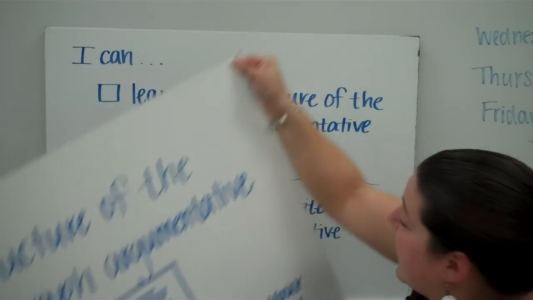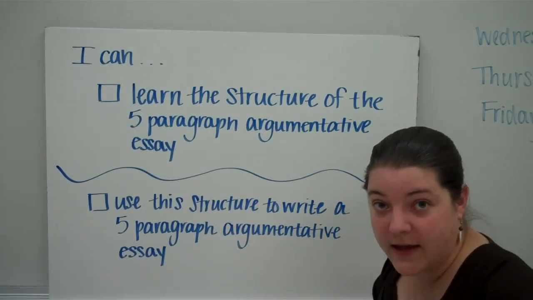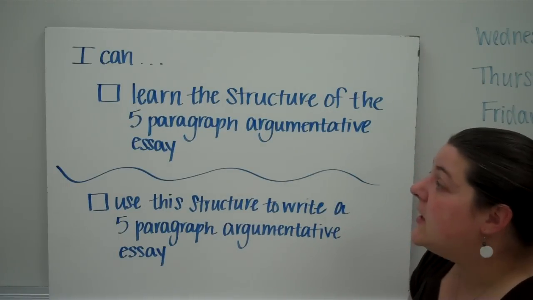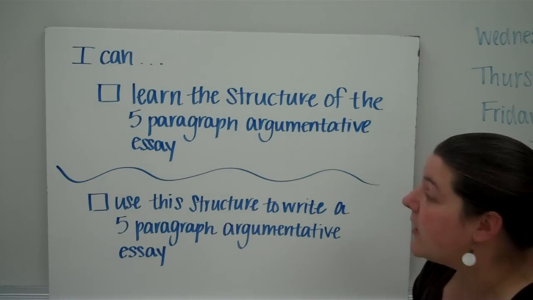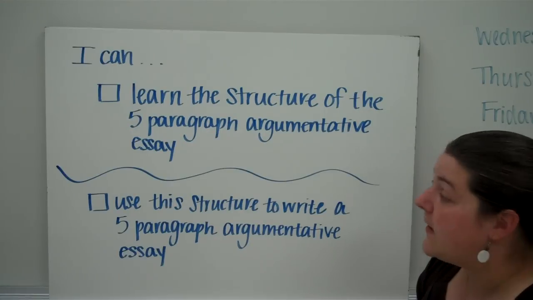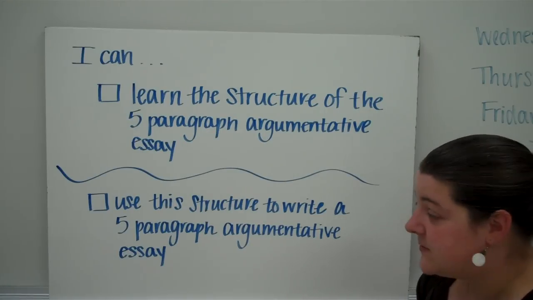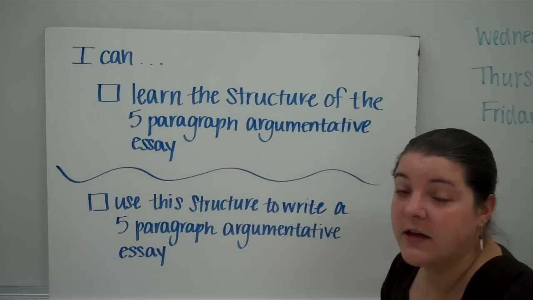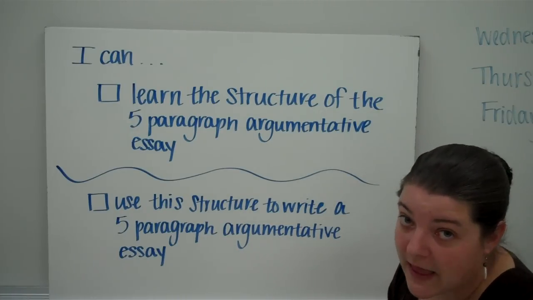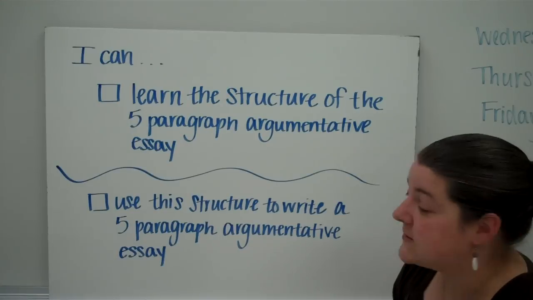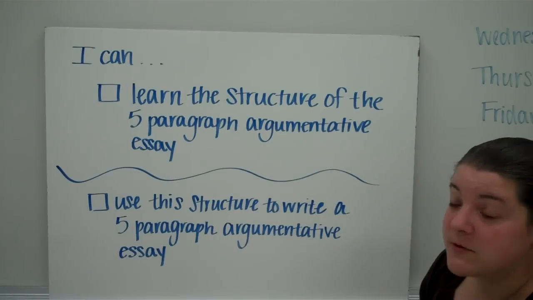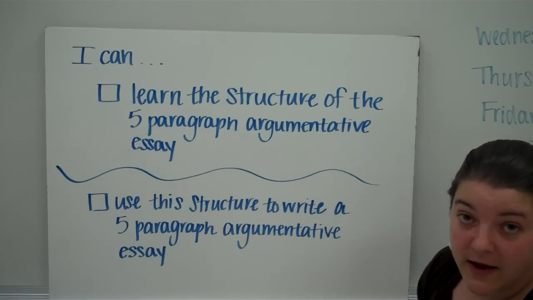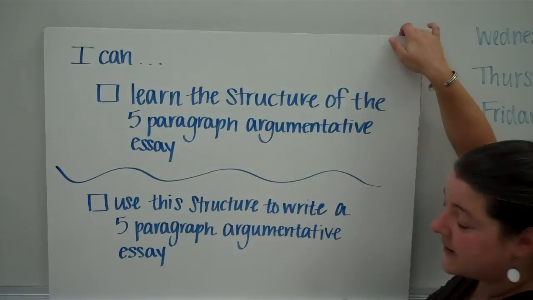So let's talk about our I cans for today. The very first I can we have is you can learn the structure of the 5-paragraph essay in an argumentative style. Now, of course, under this squiggly line, we're talking about what we'll be able to do in class after we've learned this. So in class, we'll be able to use this structure to write a 5-paragraph argumentative essay. Yay, exciting.